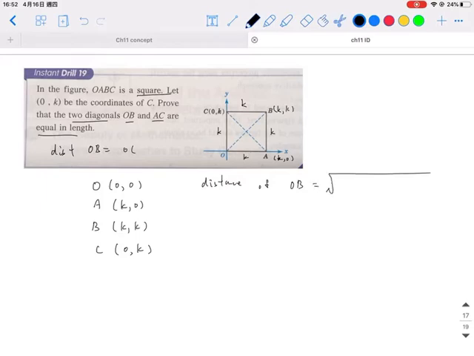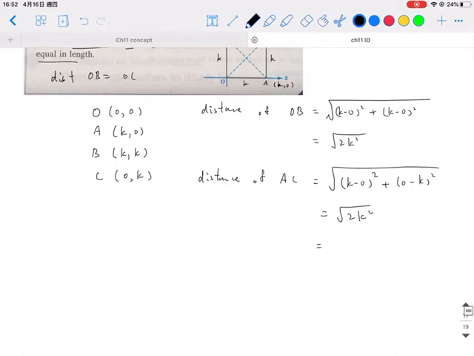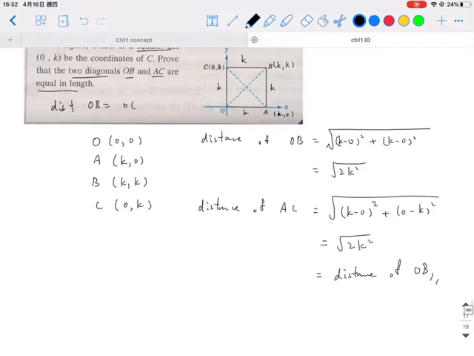the square root of (K minus 0) squared plus (K minus 0) squared, and that is 2K squared, and then take a square root. And then the distance of AC should be equal to the square root of (K minus 0) squared plus (0 minus K) squared, which is also equal to 2K squared, and then take a square root, which is equal to the distance of OB. Okay, so we finished the first one.